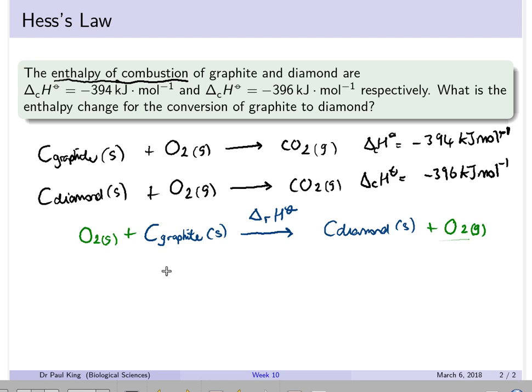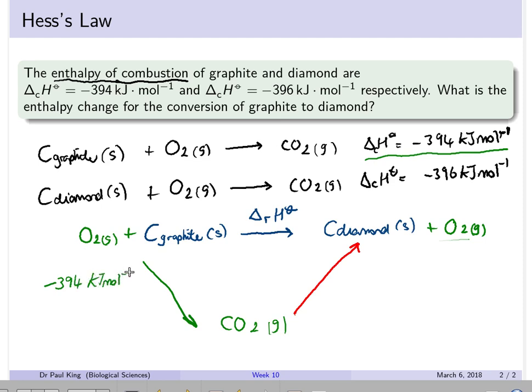But you can see now that we've got graphite reacting with oxygen, and we know from what we've just written, when graphite reacts with oxygen we produce carbon dioxide gas, as you can see here. And to complete our cycle we then go from carbon dioxide gas to diamond and oxygen. Now we then need to work out the enthalpy changes for these processes. Well, this green arrow that I've got here, this reaction, is graphite plus oxygen produces carbon dioxide. So we know that the enthalpy change for that process will be minus 394 kilojoules per mole. Okay.